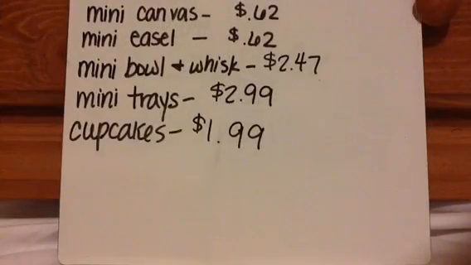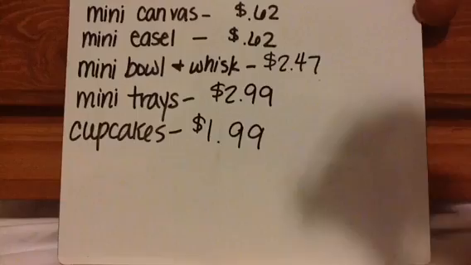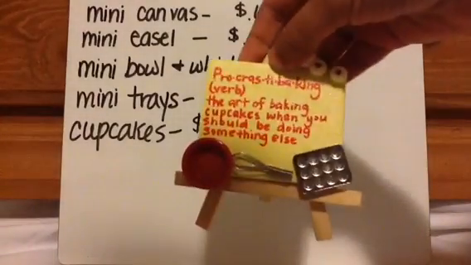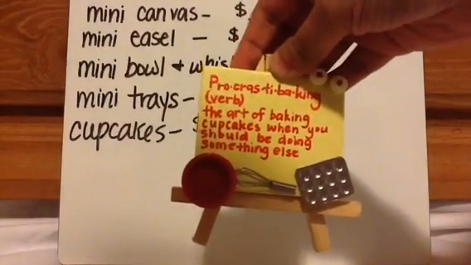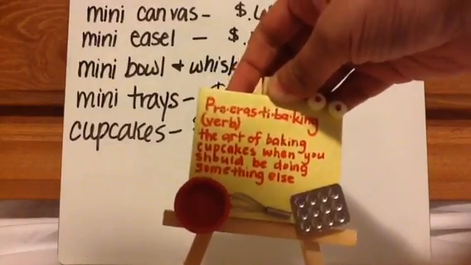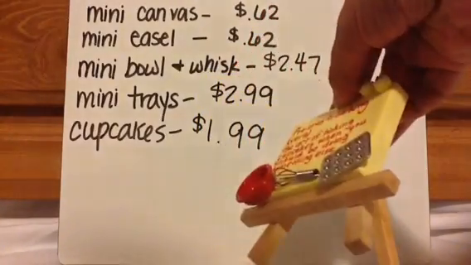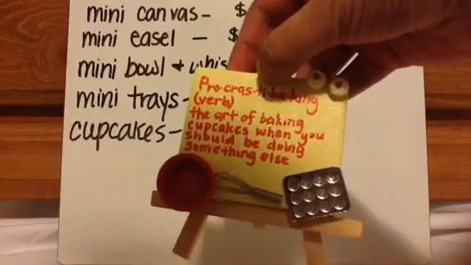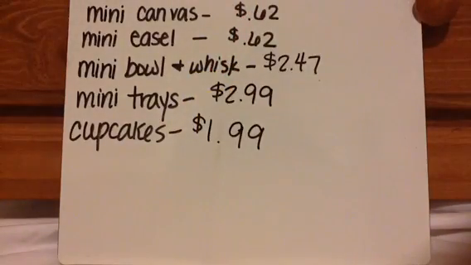Okay, let's look at another thing that I've made, and I've actually sold this and made a profit from it, so this is life application right here. It's a little easel with a canvas that says Procrasti Baking. The Art of Baking Cupcakes when you should be doing something else. There is a little 3D bowl, a whisk, a muffin tray, and cupcakes on there. Some of these I bought from Hobby Lobby and some I bought from Michael's.